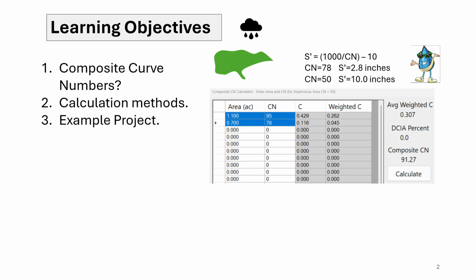This presentation focuses on calculating the composite curve number, commonly referred to as the CCN, and walks through the calculation methods using a real example project.